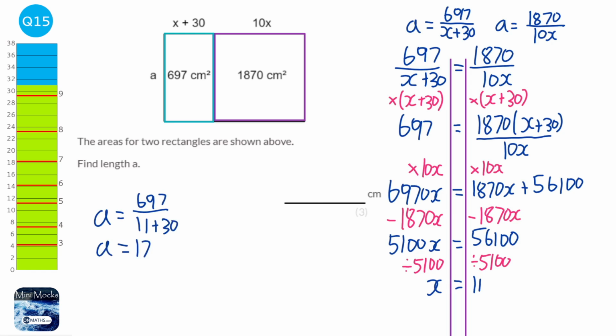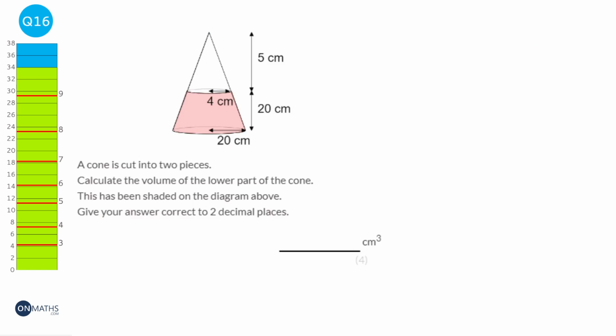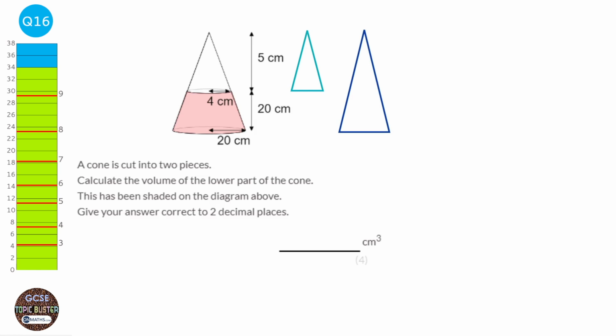So a is 17. So to find the shaded part of this diagram, we need to first of all work out the volume of the smaller cone, which is at the top, then work out the volume of the larger cone, which is the whole cone shown, and then take them away from each other. So the radius for the smaller cone is 4 and the height is 5. And the radius for the larger cone is 20 and the height is the 20 plus the 5, so it would be 25. So I'm just going to label them A and B.